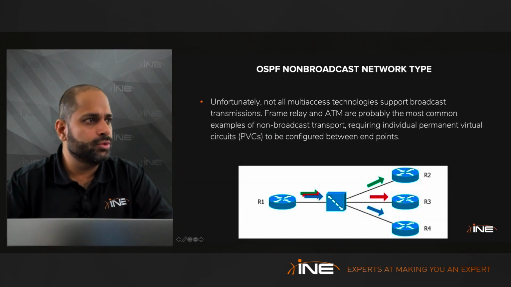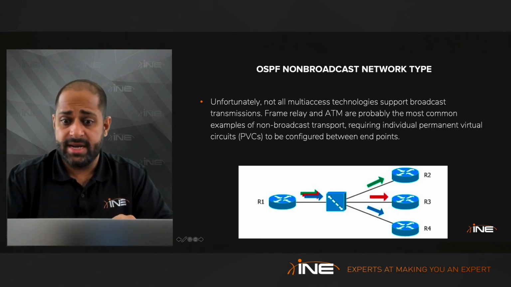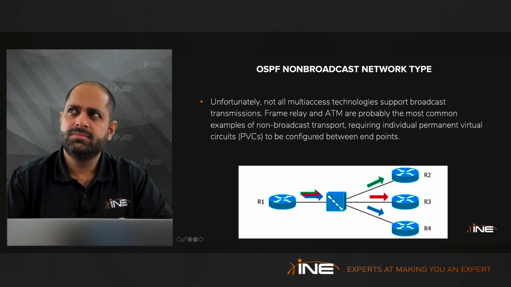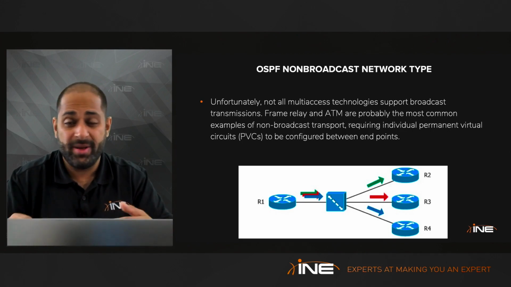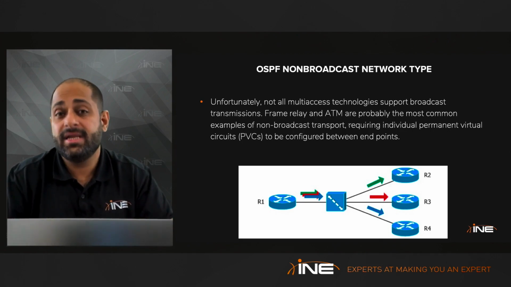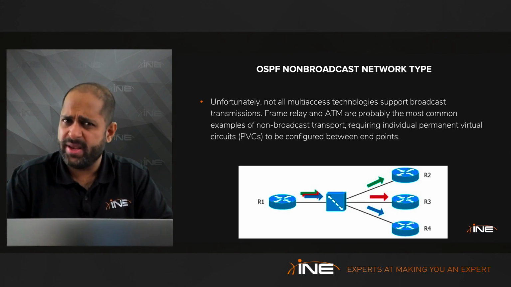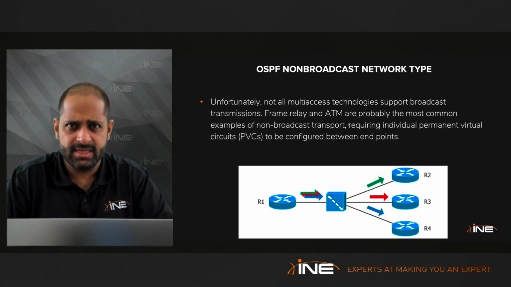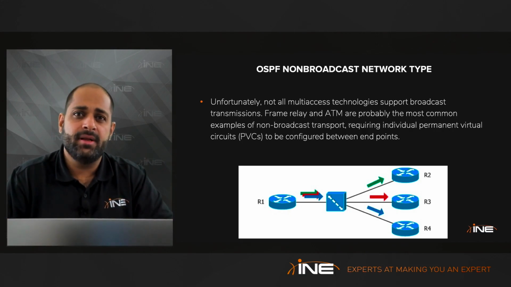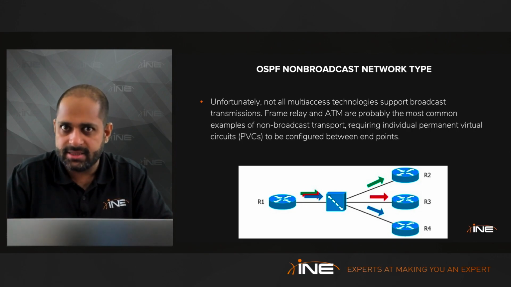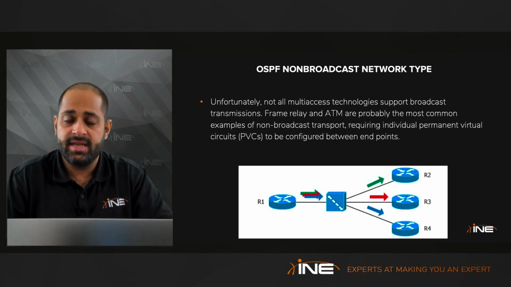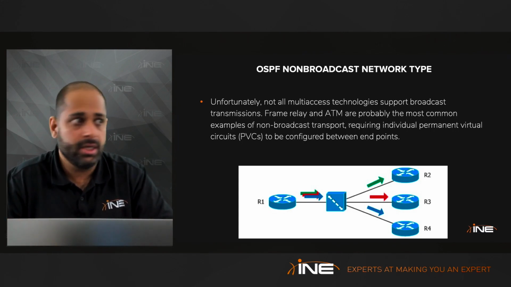Going back to non-broadcast network type. Now, non-broadcast, as the name says, does not support broadcast, which means it does not support multicast. Now, OSPF sends hello packets as a multicast. In a non-broadcast segment, there's no support for broadcast, which means there's no support for multicast. So how do you establish OSPF adjacency? Well, in non-broadcast, the neighborship has to be done manually.